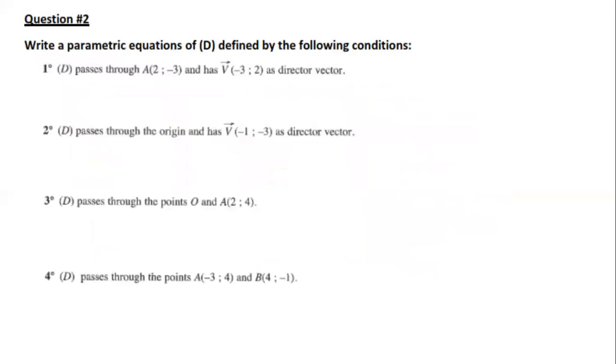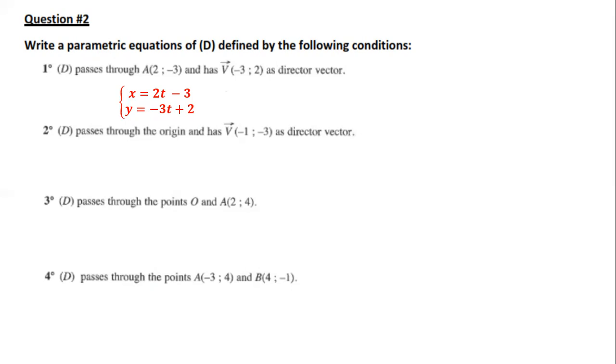Let us go for question number 2. In question number 2, we need to write the parametric equation of D defined by the following conditions. In the first case, the straight line passes through A and it has a directing vector. In order to find the parametric equation, I need to have a directing vector and a point. It's already given. The directing vector is the coefficient of the parameter, and the point A is (-3, 2), we place it as follows. So here I have to switch them: minus 3 should be in x, and 2 should be in y.